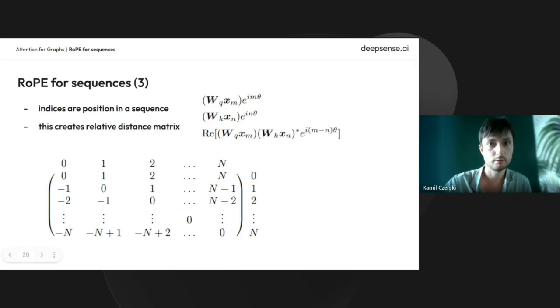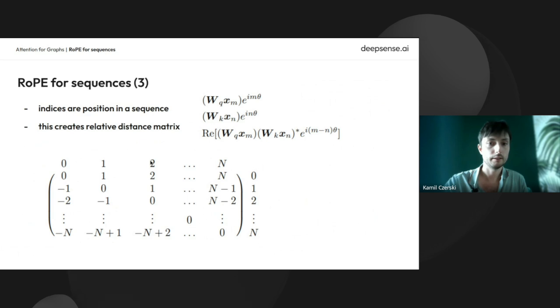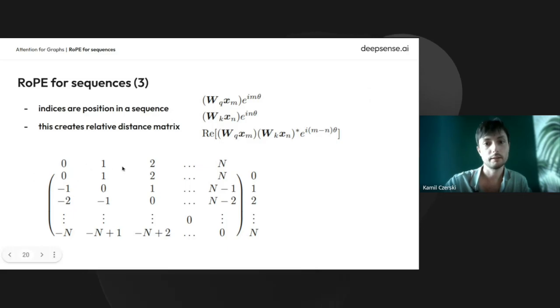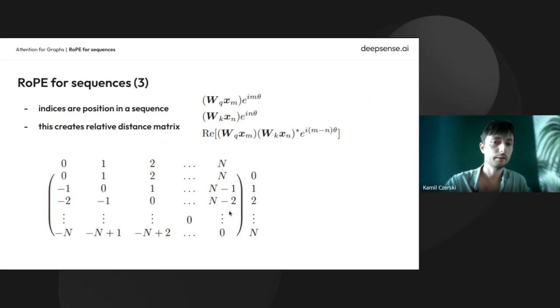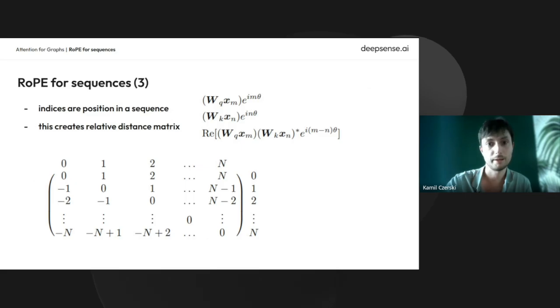So back to RoPE for sequences. Here we have keys, here we have queries, and if we subtract their indices, like in this m minus n equation, we get a relative distance matrix. So the diagonal would be 0, and for example this is 2 minus 0 is 2, this is 2 minus 1 is 1, 2 minus 2 is 0, etc. So we have this relative matrix. The authors didn't discuss it, but I show it because for graphs it will matter in a second.